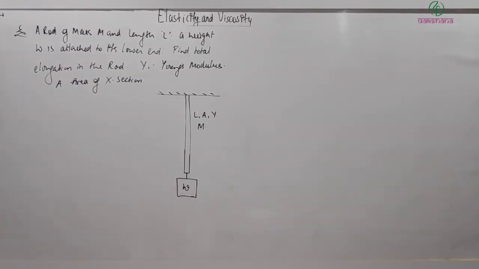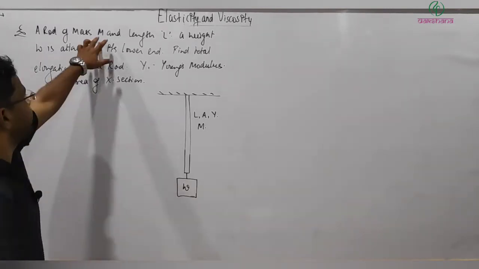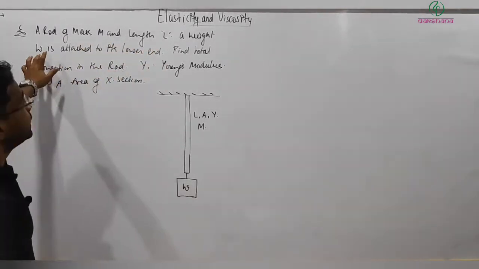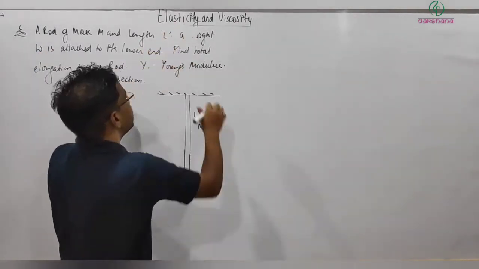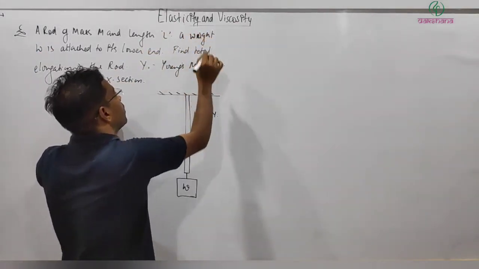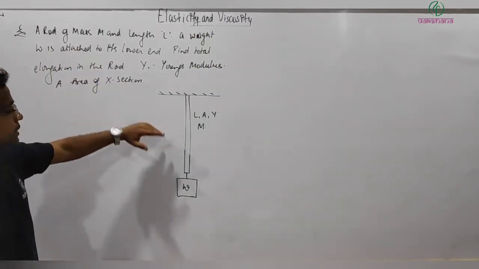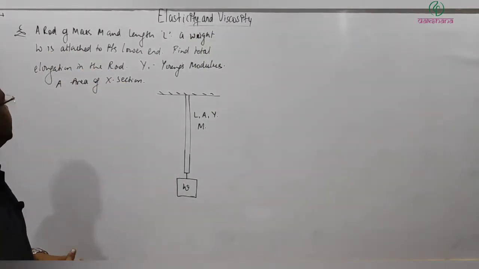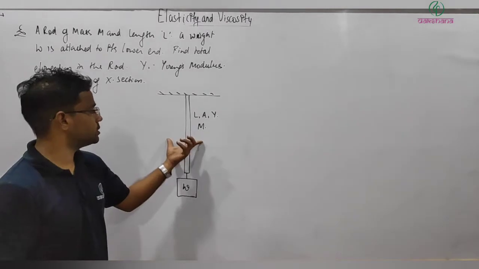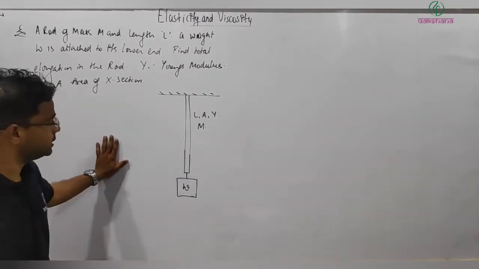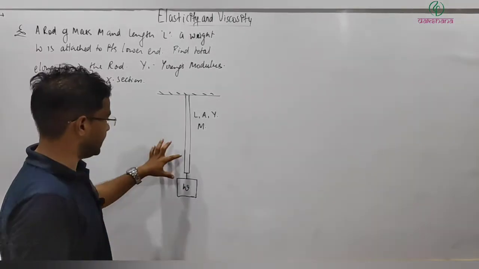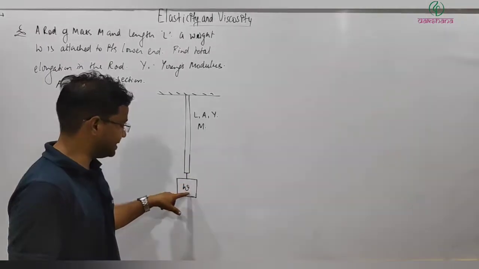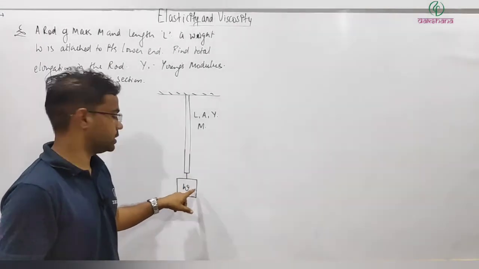Okay, see one more case. A rod of mass capital M, length capital L, a weight of W is attached to its lower end. Find total elongation in the rod, Y is the Young's modulus of the rod, and A is the area of cross section. So it's sort of a mixed problem of the earlier cases we have seen. Here the rod also has some weight and an additional weight load is also attached to it.